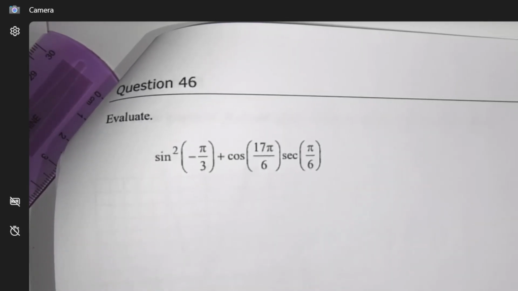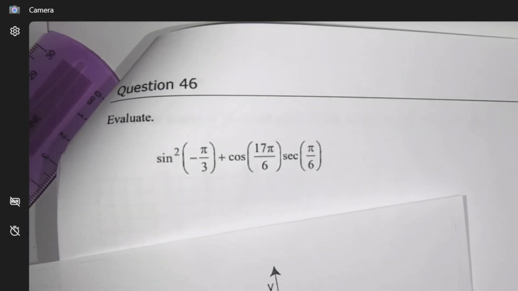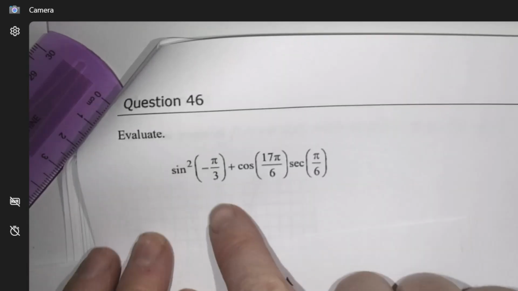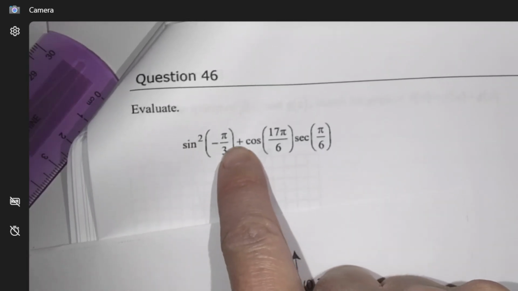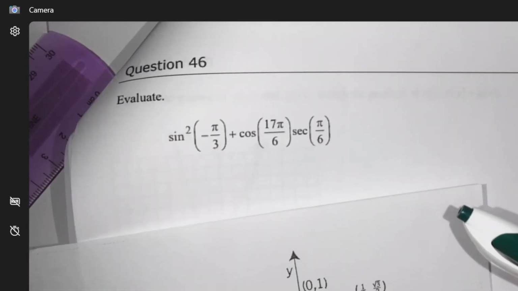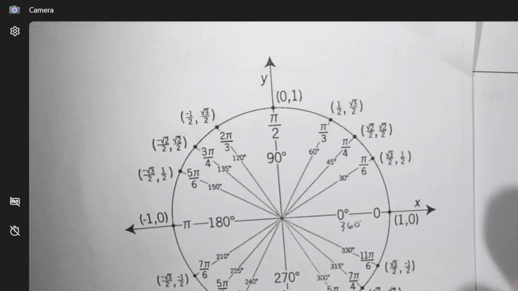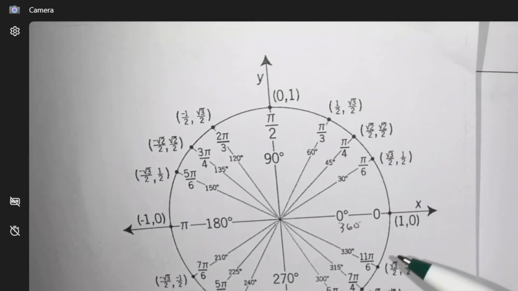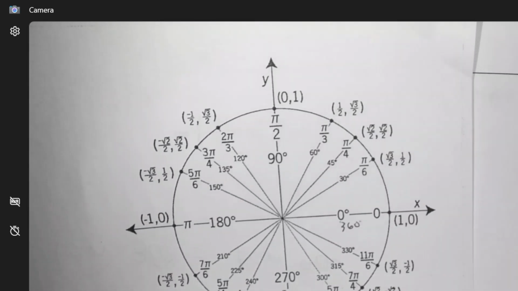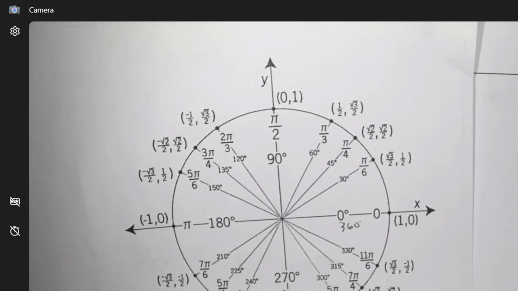Okay, on this one, you're going to use the unit circle. You have no calculator right now. Okay, so what do I do? I go to negative pi over 3. So I'm on a unit circle. Negative pi over 3 puts me right here.